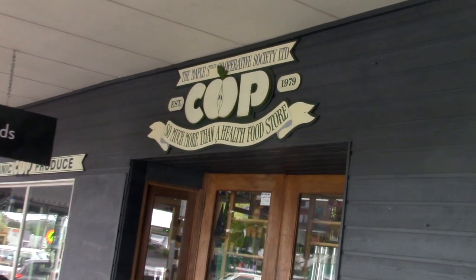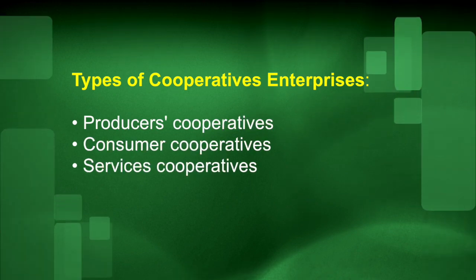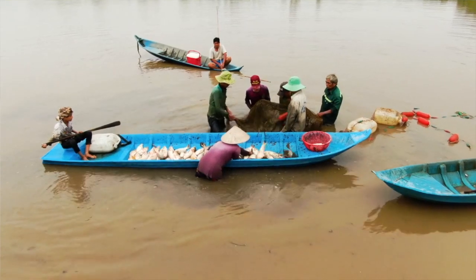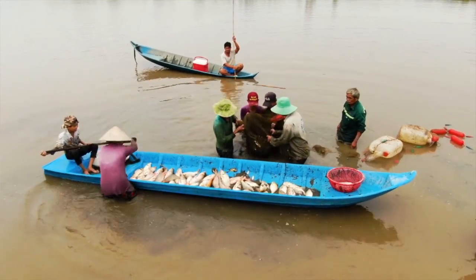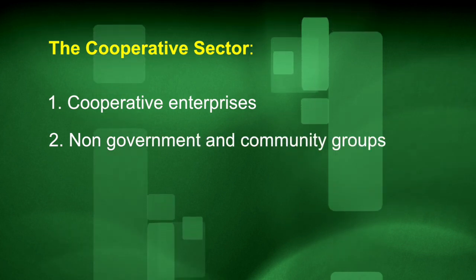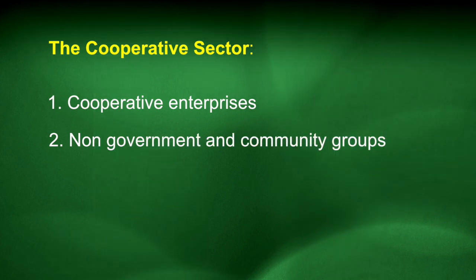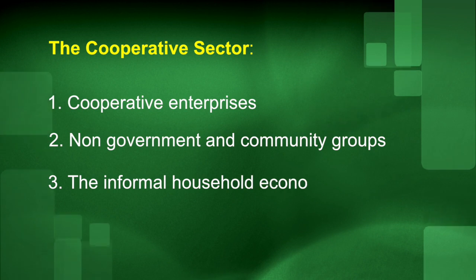Cooperative enterprises include producers, consumers, and services co-ops. Those under the heading of producers co-ops include farmers and farmers-cum-producers. The cooperative sector includes 1. Cooperative enterprises, 2. A range of various types of non-government and community groups, and 3. The informal household economy.